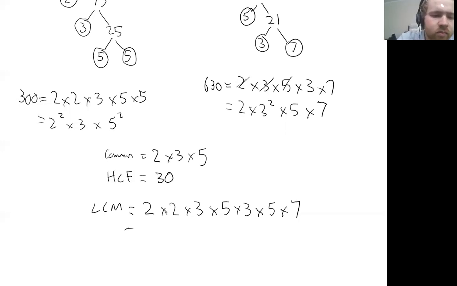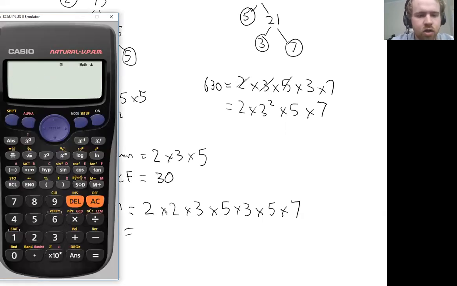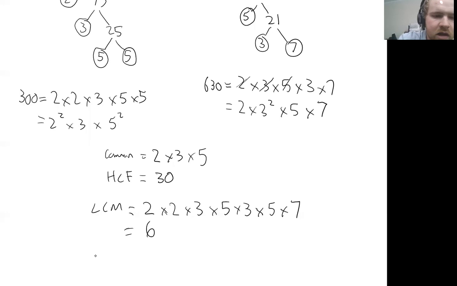Okay, so 2 times 2 is 4. Let's use a calculator for this one. We can bring our calculator across. So we get 2 times 2 times 3 times 5 times 3 times 5 times 7. And we get this number here, 6,300.